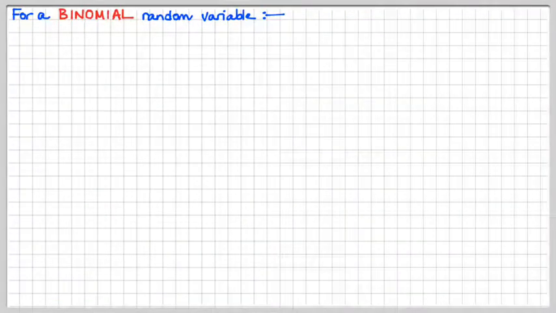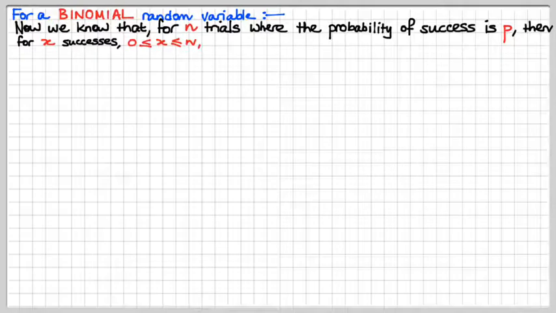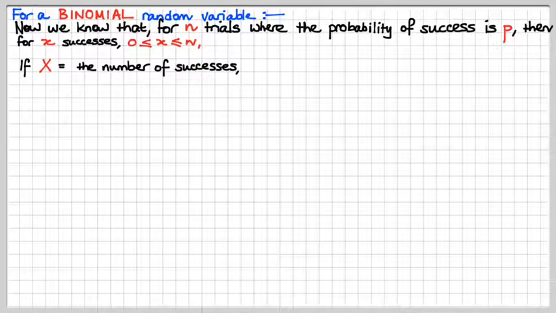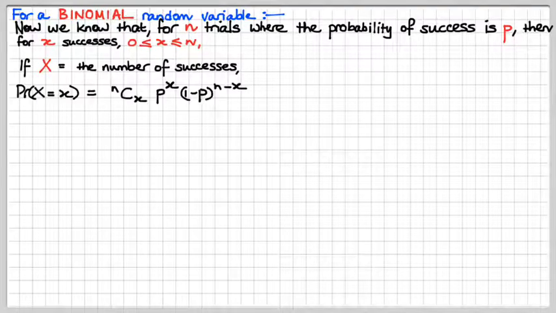Now, last time, guys, we learnt that the number of successes in a Bernoulli sequence of n trials is called a binomial random variable and is said to have a binomial probability distribution. Well, that's what we're dealing with today, a binomial probability distribution. Okay, so for a binomial random variable, we know that for n trials, if we have a probability of success of p, then for x successes, where x goes from zero right up to the total number of trials, n, if capital X is the name we give for the number of successes, right?